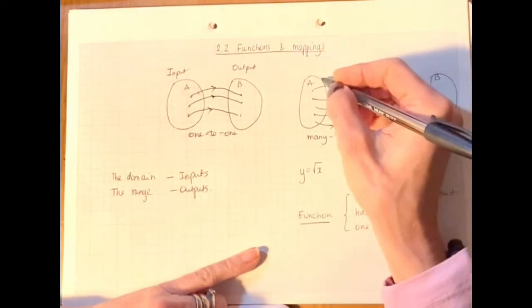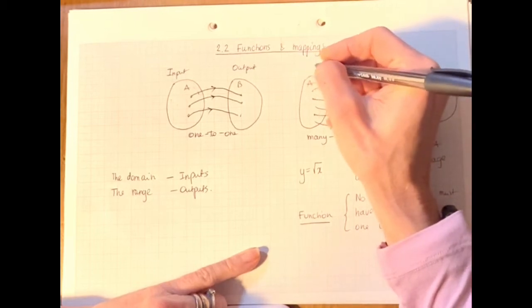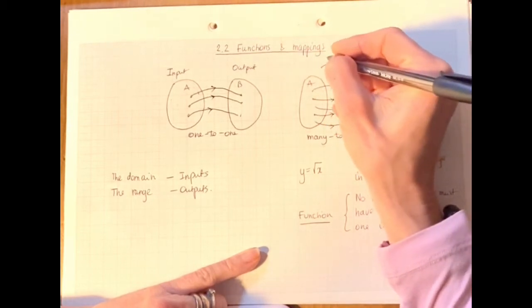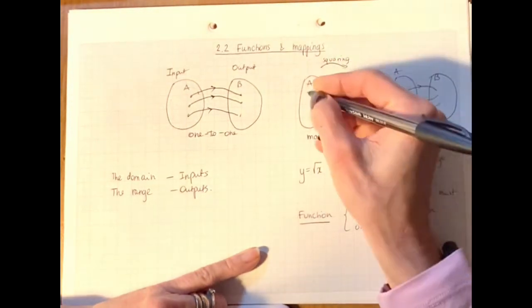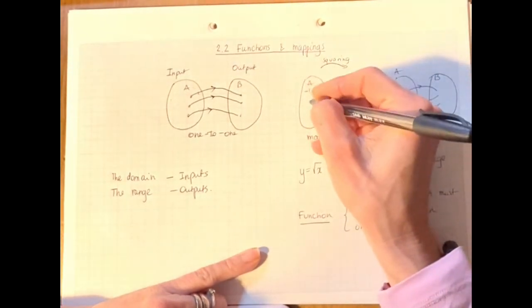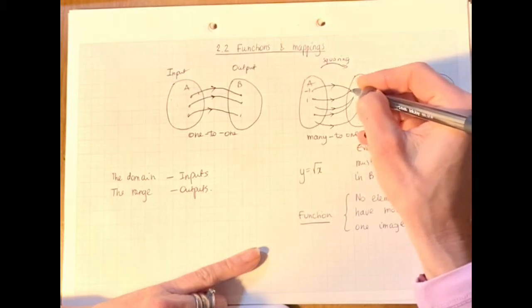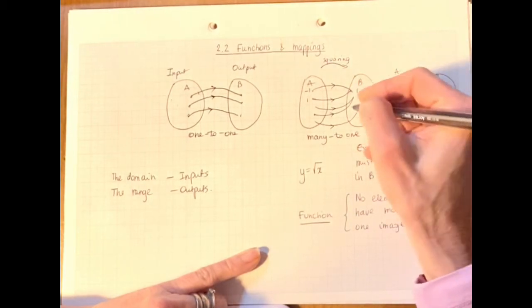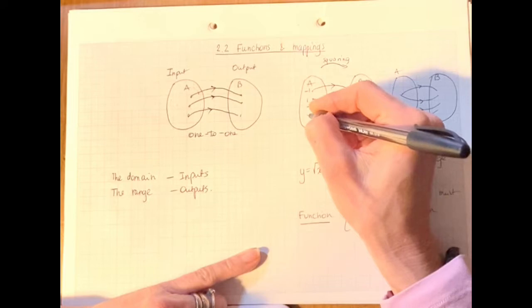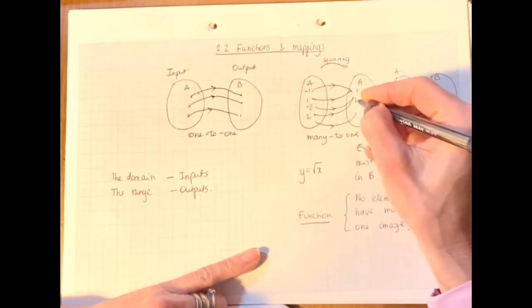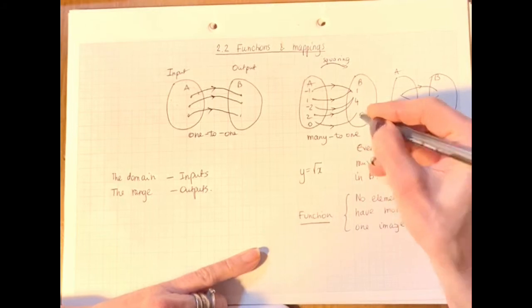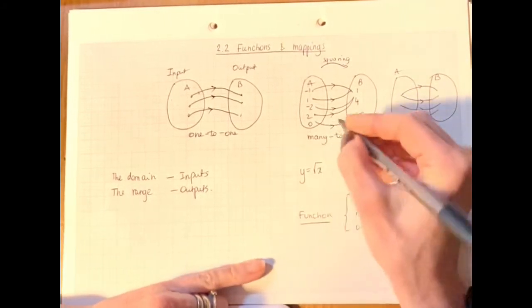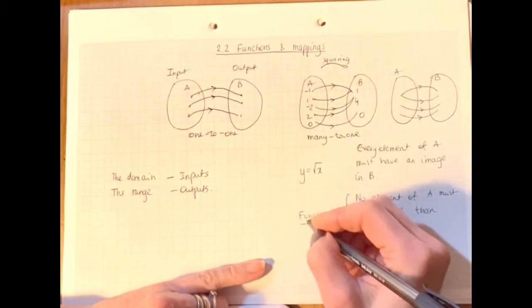So for example, this could be squaring. So we could do squaring, and the elements could be -1 and 1. The image of these two numbers is 1. -2, 2. The image of these two numbers is 4. But if I have 0, if I square it, it will just go to 0. So this is an example of many to one mapping.